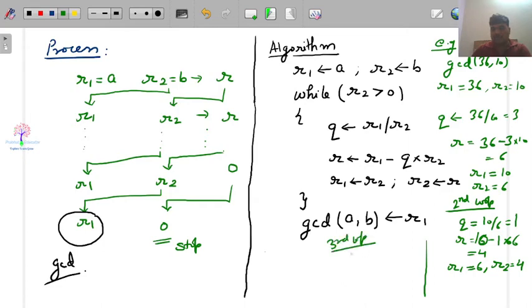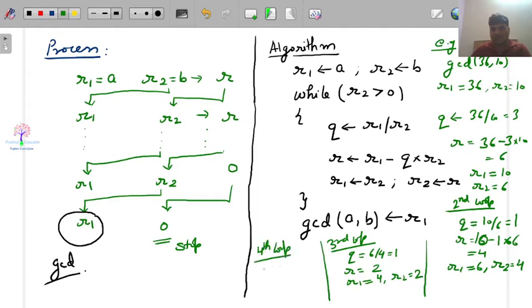In the third loop, quotient will become R1 by R2, 6 by 4. So it is 1. Remainder is equal to 2. We will just follow it. So here R1 is replaced by R2. R2 is 4 and R2 is replaced by this 2. Now again R2 is greater than 0. Move on to the fourth loop.